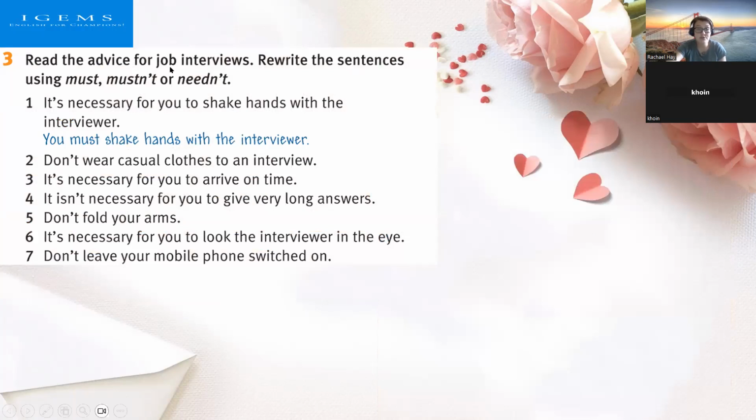Okay, so now we're going to read the advice for job interviews and rewrite the sentences using must, mustn't, or needn't. Okay, so number one was done for us. It's our example. It's necessary for you to shake hands with the interviewer. So we rewrote the sentence to you must shake hands with the interviewer. Okay. So the next option is, or number two, don't wear casual clothes to an interview. How will we change that to use the word must, mustn't, or needn't?